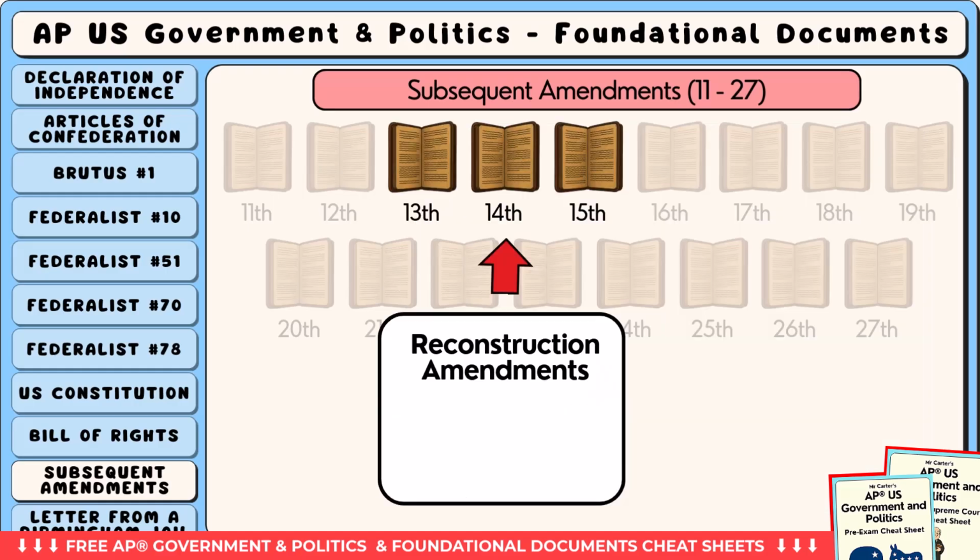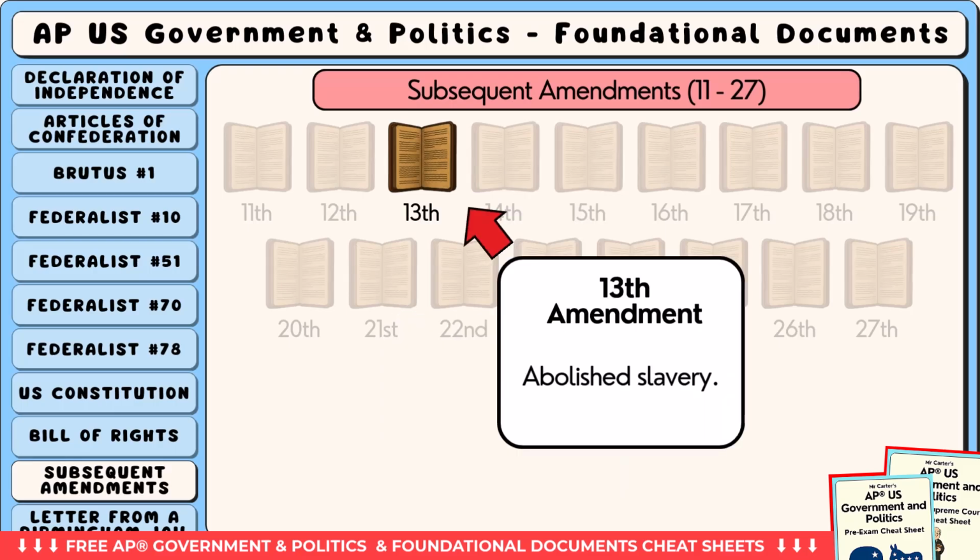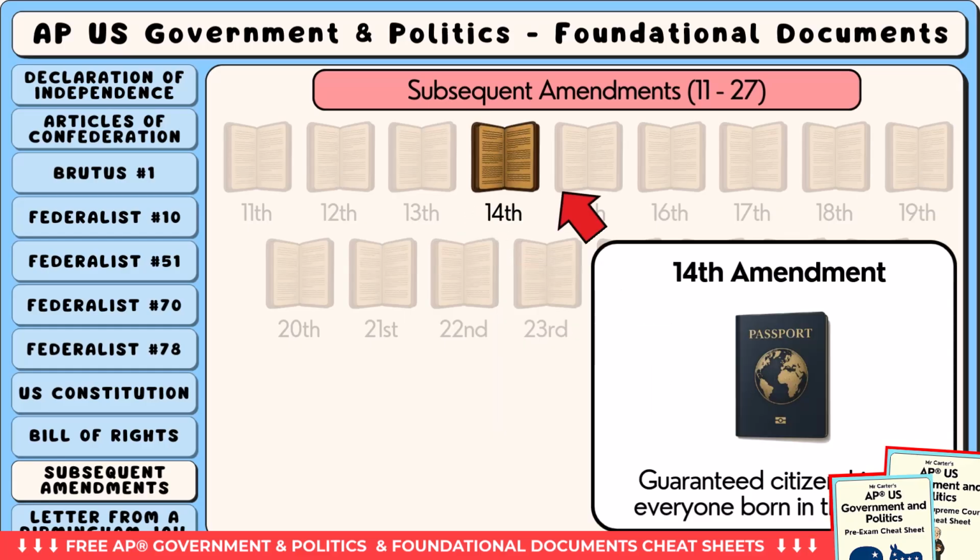Now let's move to the Reconstruction Amendments, the 13th, 14th, and 15th Amendments. These three amendments were added after the Civil War. The 13th Amendment abolished slavery in the United States. The 14th Amendment guaranteed citizenship to everyone born in the United States, including former slaves.